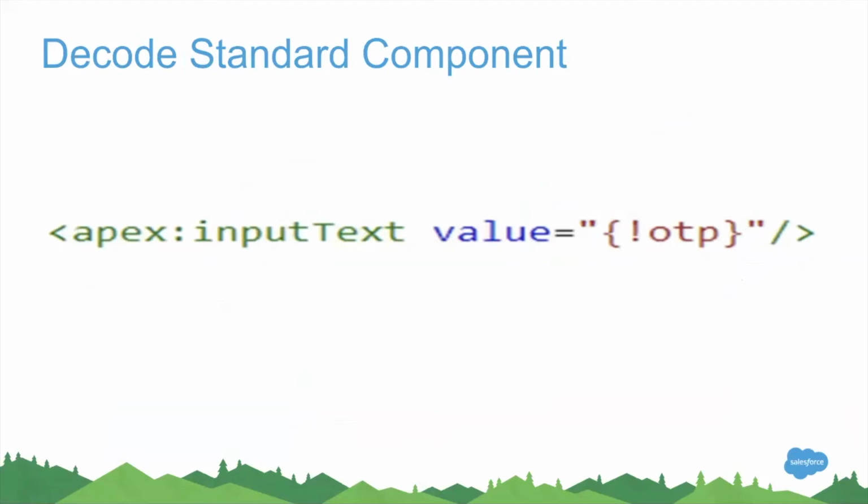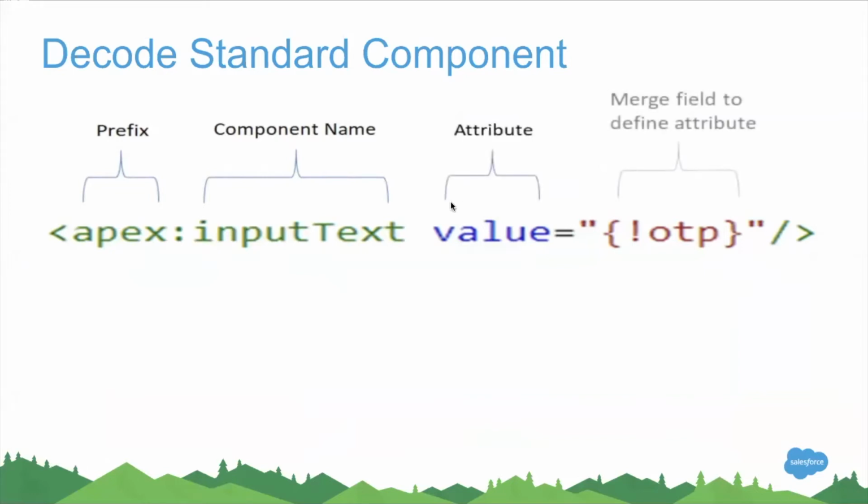So let's decode a standard component. We have 150 standard components where you don't need to write each and every piece of code. This is one standard component we have in Salesforce. It is just an input text field, and it accepts a value. Let's decode this in standard HTML. Apex is a prefix, which you see in some of the components you build; it is the prefix of the respective component. InputText is the component name where it resides, and this is the component we are invoking. And value is the attribute.